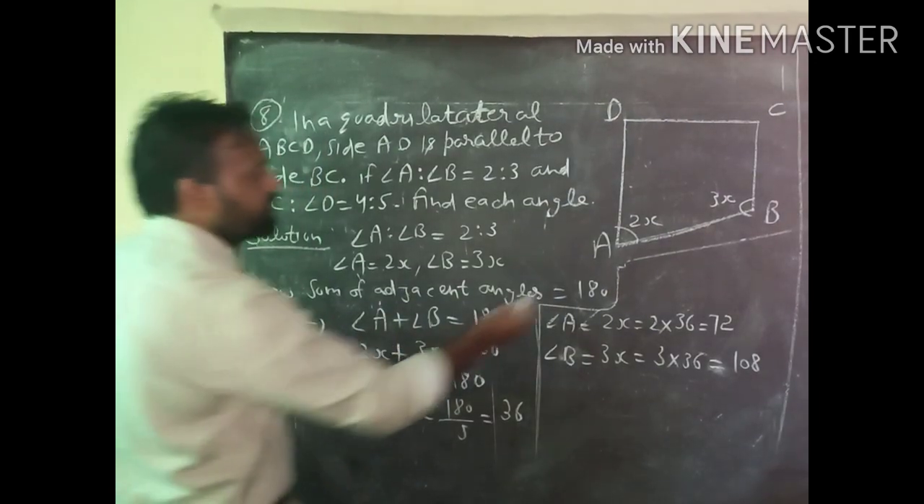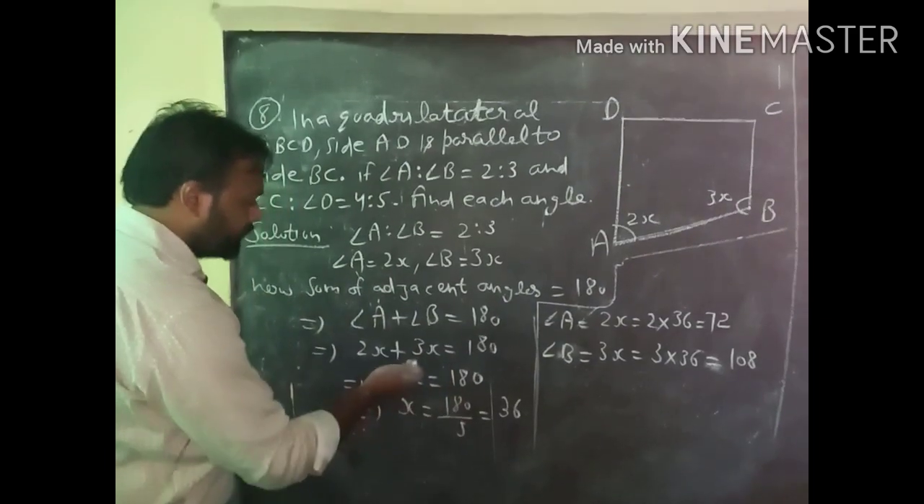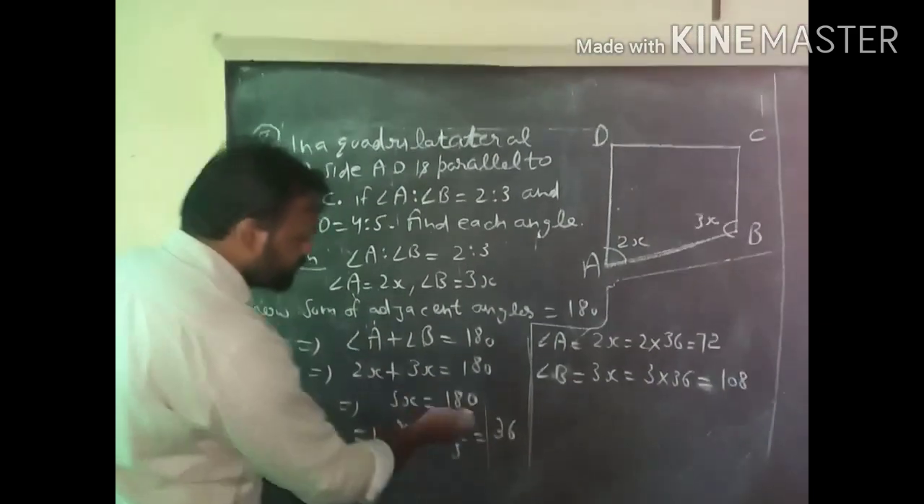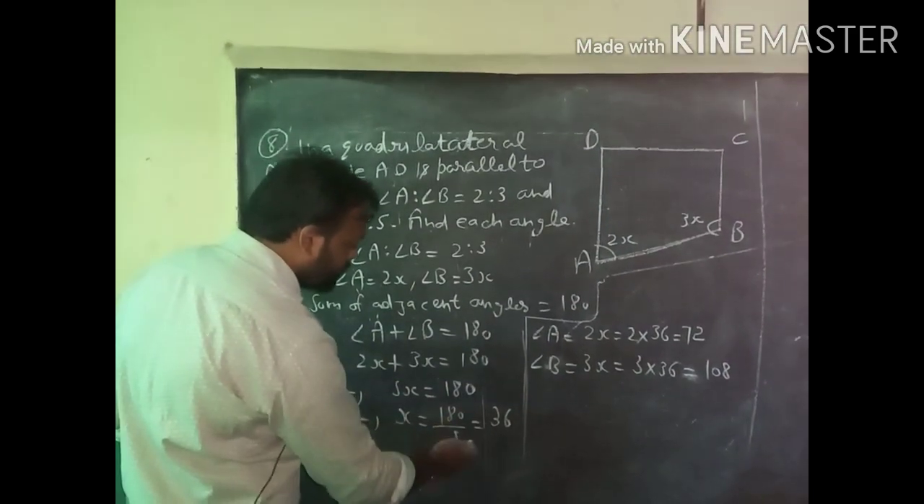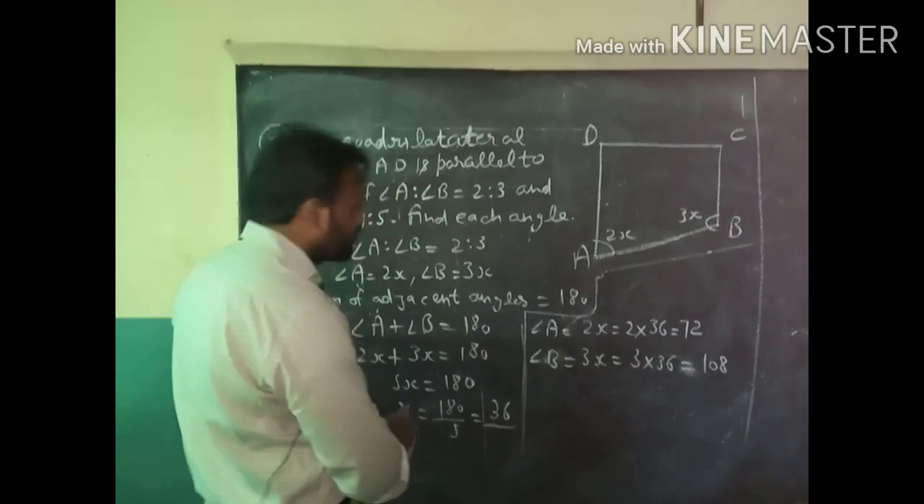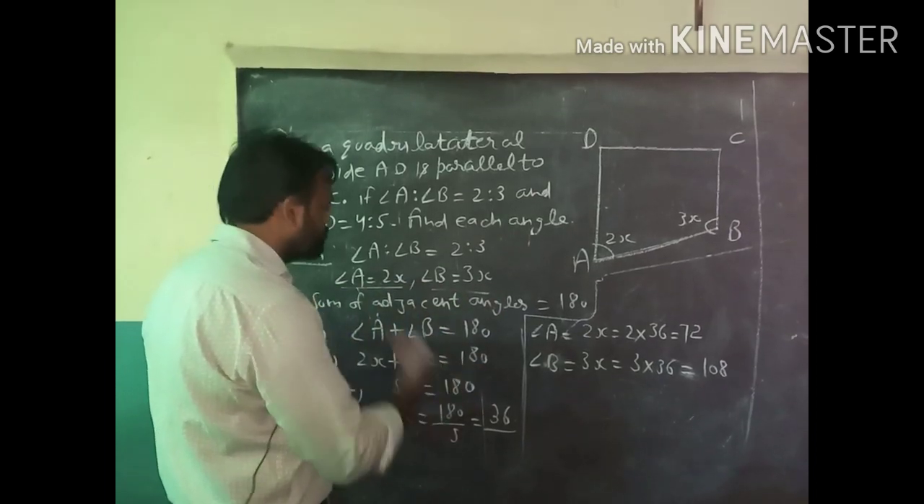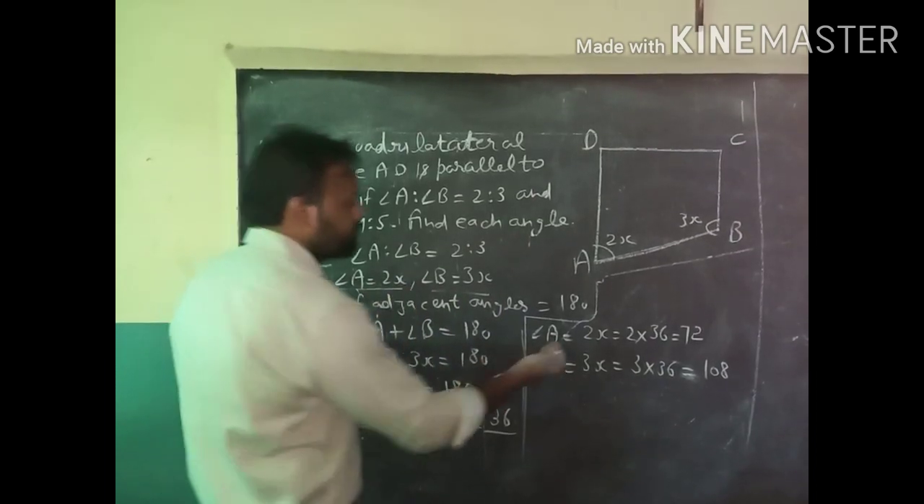Put the value of angle A, which is 2x, and the value of angle B, which is 3x, equal to 180. 3 plus 2 is 5x is equal to 180, then x is equal to 180 over 5, so it will become 36. Like this way we find the value of x. Now put the value here and here to find the exact values of angle A and angle B. I have also solved it here.